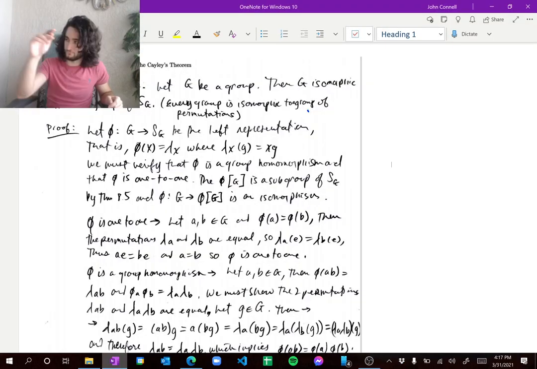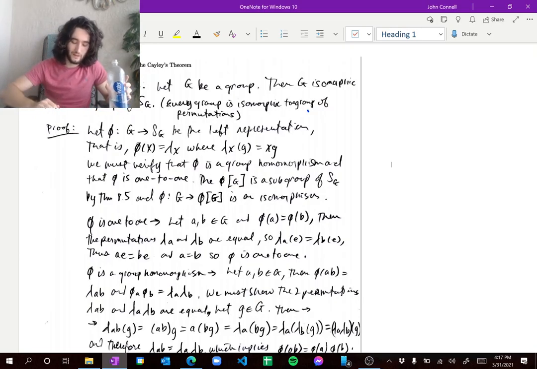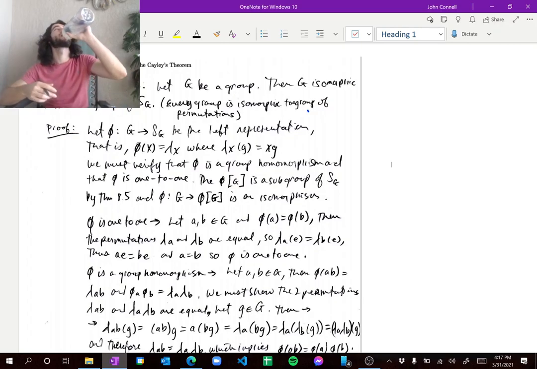Okay. Number 2. State and prove Cayley's theorem. This time I have a student's submission, because I think it's pretty good, and it's pretty much what I would end up writing down anyway.